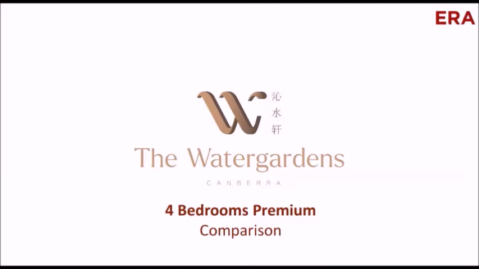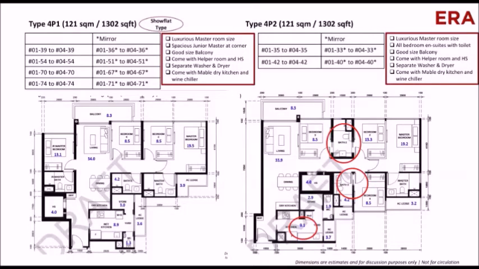And the 4-bedrooms over here, let's show you. The 4-bedroom is a very, very simple layout. There's only 2 different layouts. Both of them are 1302 square feet. So we have 4P1 and 4P2. What's the difference? Our show flat unit is the 4P1.